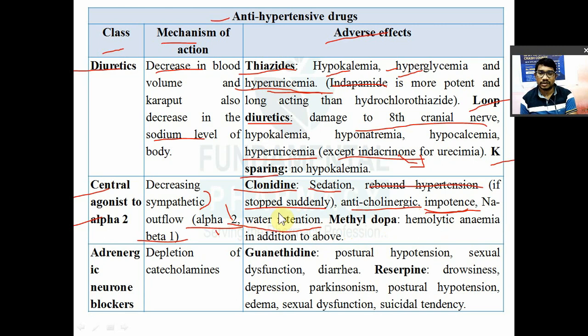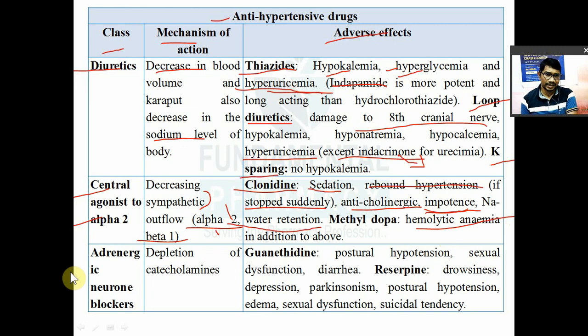Then next comes methyl dopa. In addition to the above, what we have seen: sedation, rebound hypertension, anticholinergic effect, impotence, in addition to these adverse effects, plus hemolytic anemia. That is the adverse effect of methyl dopa.